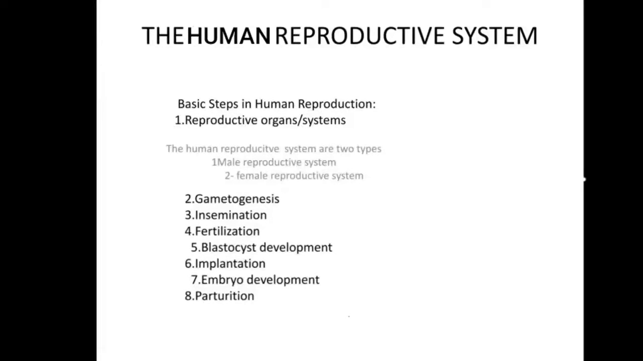Today we start the human reproductive system. This system contains main points: the male reproductive system and female reproductive system, then gametogenesis, third is insemination, fertilization, then blastocyst implantation, then further embryonic development, and at last parturition. Right?